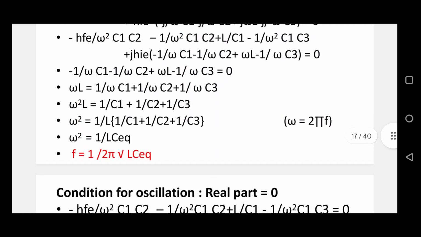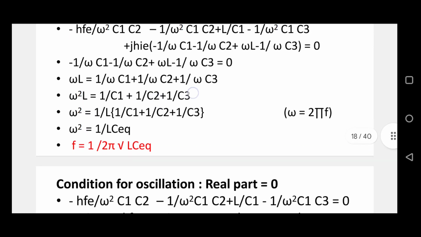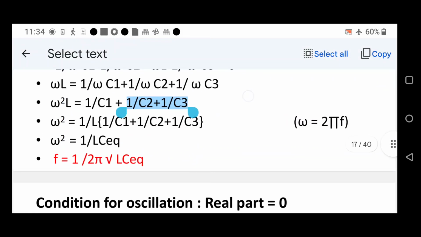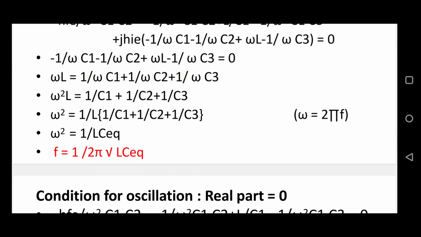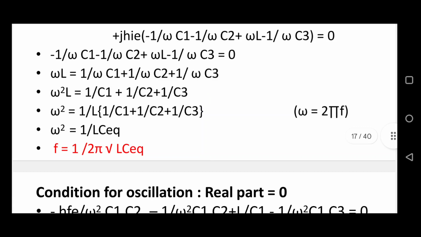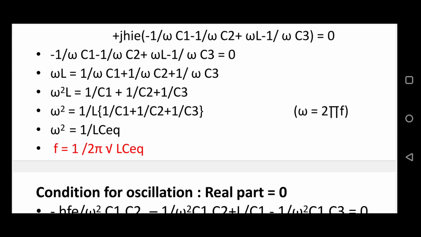Now omega square L equal to 1 by C1 plus 1 by C2 plus 1 by C3. So these three capacitances, 1 by C1, 1 by C2 and 1 by C3, can be combinedly called 1 by C equivalent. C equivalent is nothing but the equivalent capacitance. So 1 by C equivalent equal to 1 by C1 plus 1 by C2 plus 1 by C3. I am going to apply this C equivalent to this equation. So omega square equal to 1 by L C equivalent.